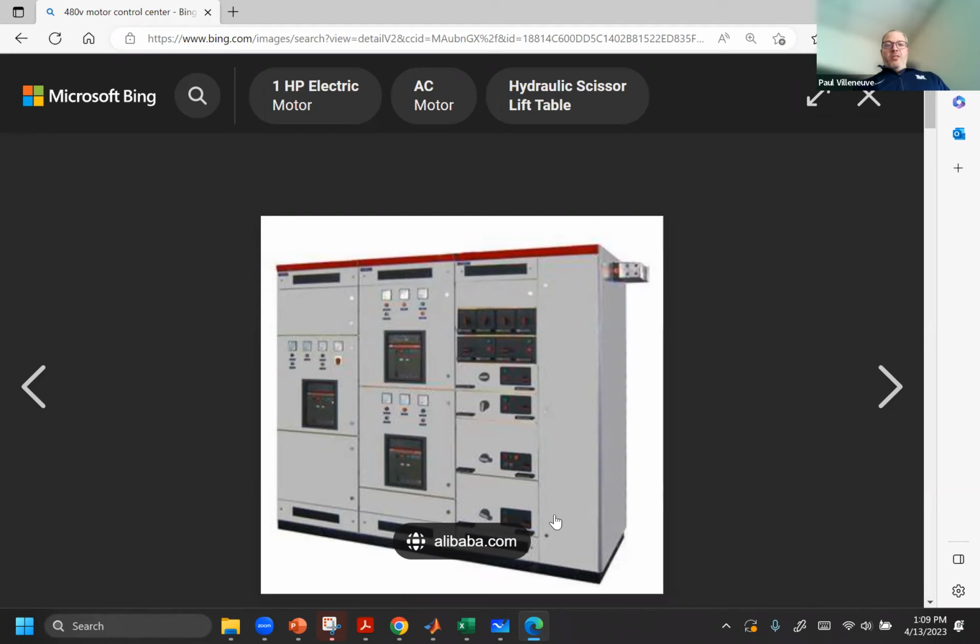And another thing too is you have spaces in here where you can run cables, power cables and control cables. Because if you have to run stuff over here, you can't go in this compartment because that's being used for something. So this compartment here would typically be routed for wiring.